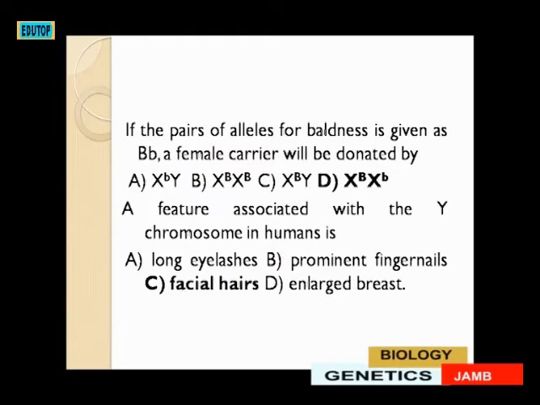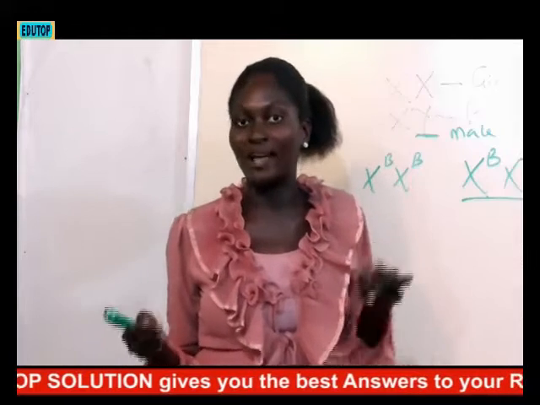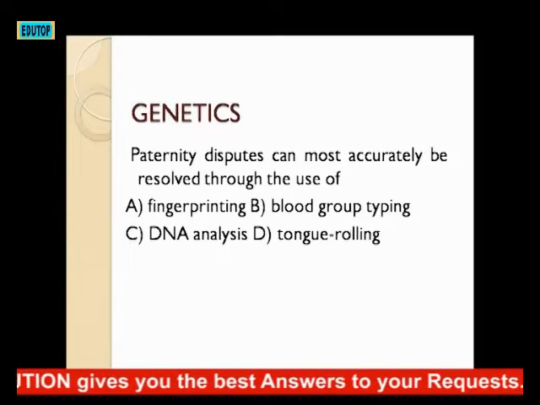A says long eyelashes. We have that in males. B says prominent fingernails. C says facial hairs. And D says enlarged breast. So facial hair is men that have hair. So that is the answer. C is facial hair because it's talking about the males.